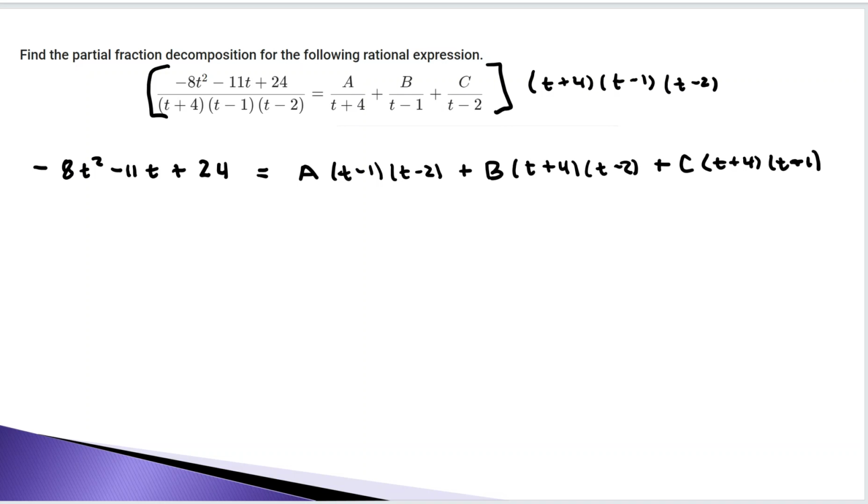But here's where the magic actually happens. This equation is supposed to be true no matter what value of t I have. So I'm going to very cleverly choose some t values to plug into this equation and see what I get. In particular, I want to make these guys be equal to 0. So I'm going to plug t equals 1 into both sides.